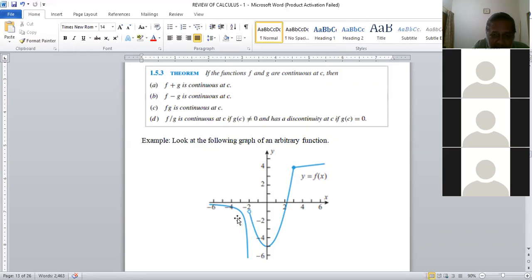Similarly, the left-hand limit is going towards negative infinity. The left-hand limit does not exist. So it is purely discontinuous at this point. The value of the function is not defined.